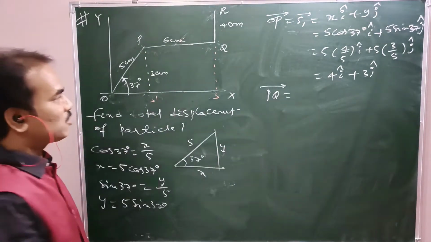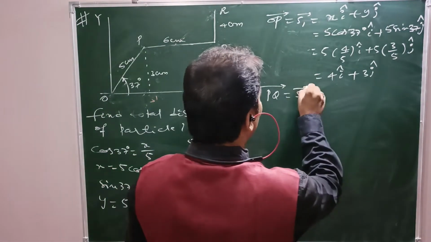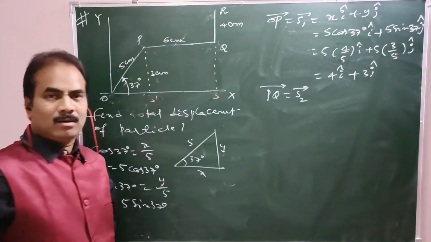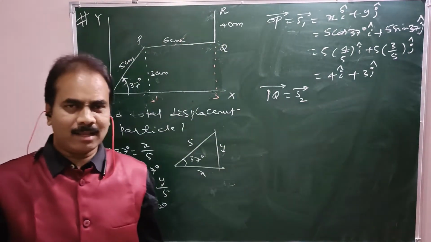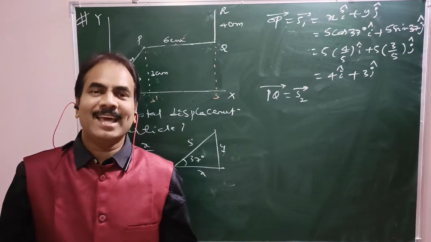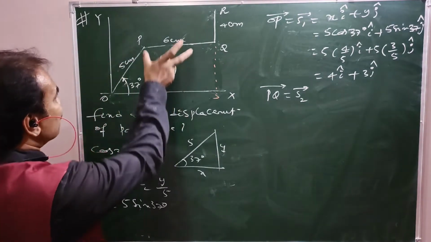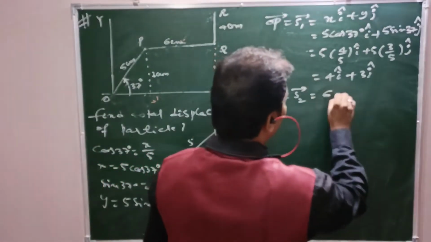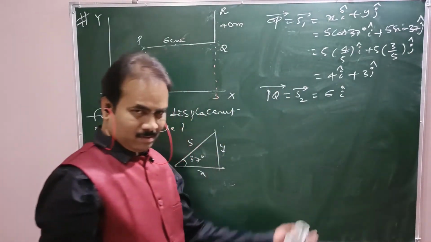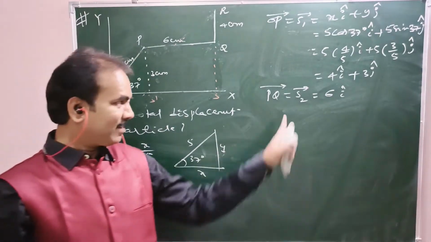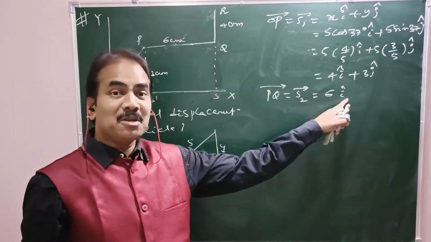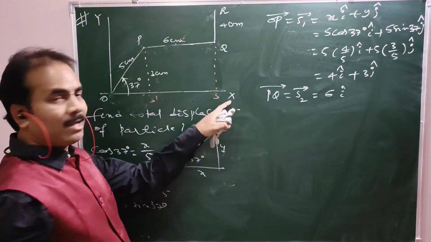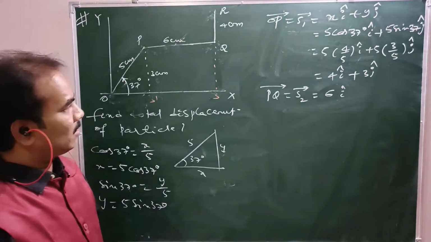PQ bar equals S2 bar. These are individual displacements, S1 bar, S2 bar, S3 bar. To get total displacement, add all the three, that is S1 bar plus S2 bar plus S3 bar. Now what about S2 bar? That is 6 into i cap. How to get that form? Vector equals magnitude multiplied by unit vector. That is 6 into magnitude, 6 into i cap, where i cap is the unit vector along x-axis, right?